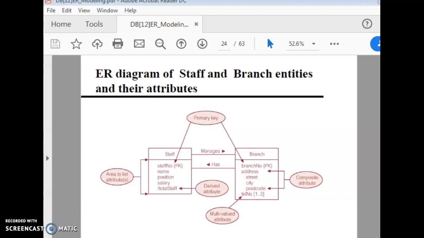If you see this diagram, we have two entities, staff and branch, with staff number and branch number as primary key attributes, and a list of attributes in each entity, and address is a composite attribute. If you observe, telephone number is multi-valued, and total staff is a derived attribute. How to read the relation between entities here? Staff manages branch, branch has staff, because the manages arrow points towards branch and the has relation arrow points towards staff.